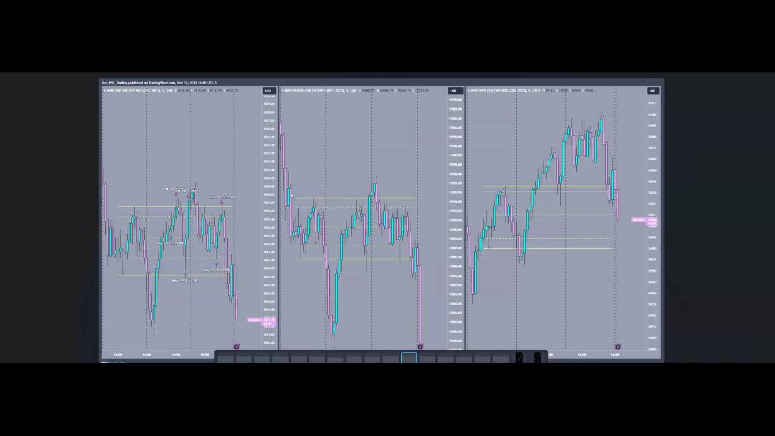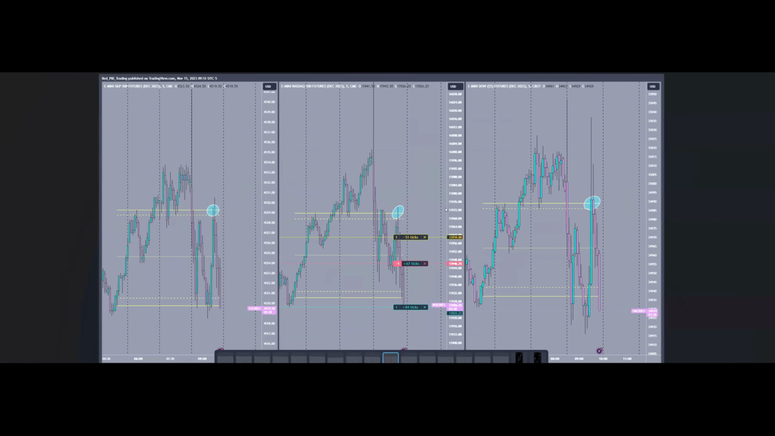I kind of adjust on the fly. While the market gives you information, you can adjust. If you think that your target is here, but you see this price action, just close the trade or take a partial, at least move your stop. But that comes with experience.